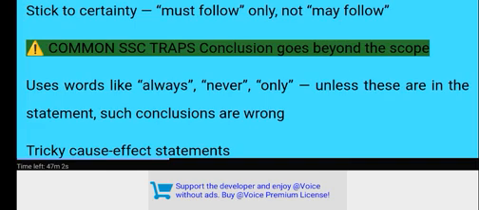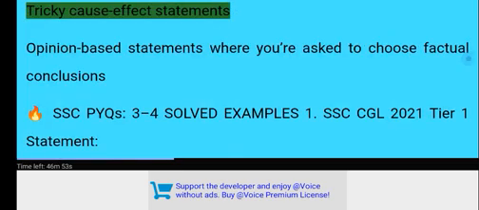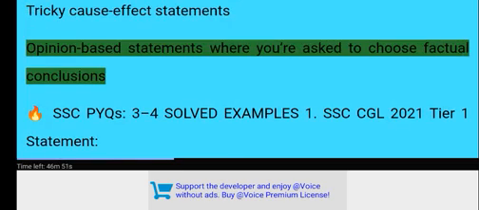Warning, common SSC traps: the conclusion goes beyond the scope. It uses words like always, never, only, unless, which are not in the statement. Such conclusions are wrong. Tricky cause-effect statements. Opinion-based statements where you're asked to choose factual conclusions.